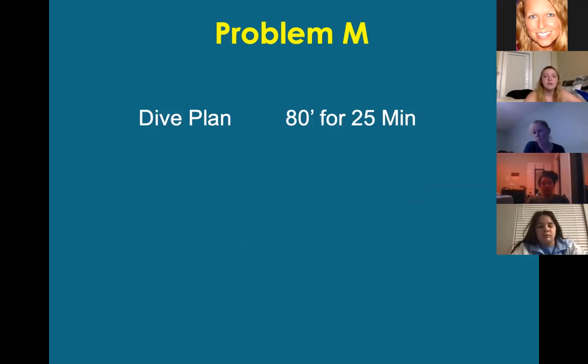And then this is going to be our next problem. Our dive plan is going to be 80 feet for 25 minutes. And that's going to be on our front table, right? Table A, because that's within our limits.